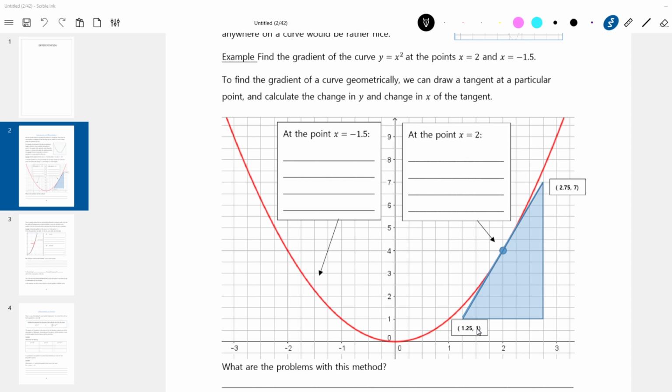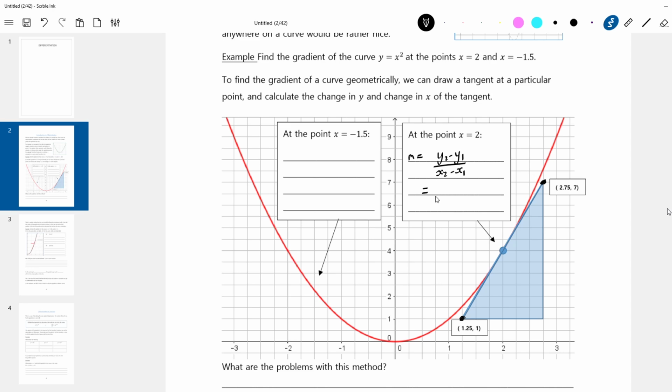I found two coordinates that are on the tangent line, so this coordinate right here is the point 1.25 for x, 1 for y, and the coordinate up here is 2.75 on the x and 7 on the y. Now if I work out the gradient at this point here, I'll do the change of y divided by the change of x.